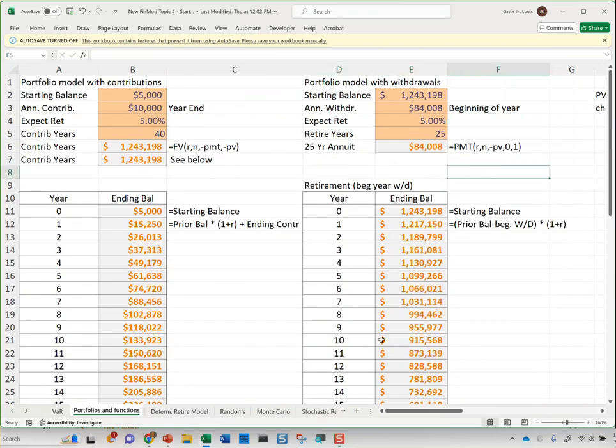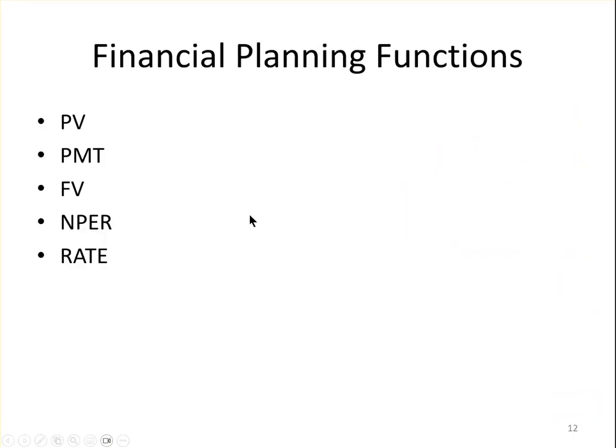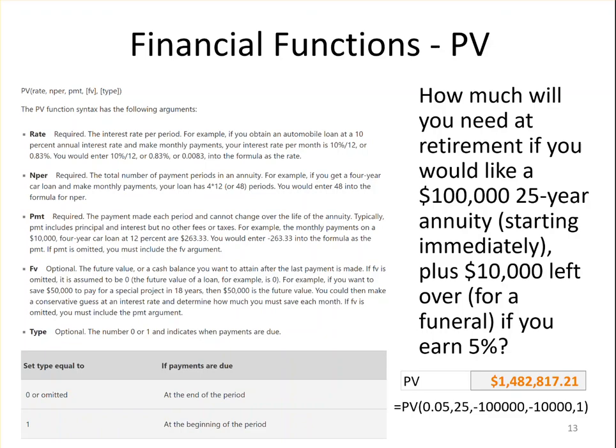All right, so let's move on to the next part. I want to try to use financial planning functions in Excel's PV function, payment function, future value function, number of period function, and rate function. The first one we've already done, that's the PV function. And here are the parameters for that function.